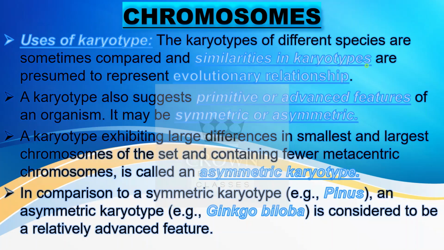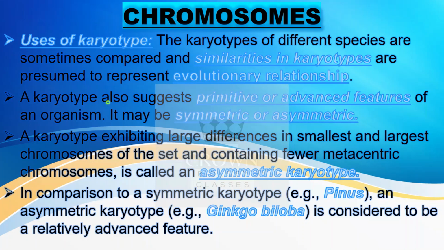those similarities in karyotypes are presumed to represent what? They are presumed to represent evolutionary relationship. And what is evolutionary relationship? The organisms that share similar physical features and genetic consequences tend to be more closely related than those that do not. So the features that overlap both morphologically and genetically are referred to as homologous structures. And where do the similarities stem from? They stem from the common evolutionary paths.